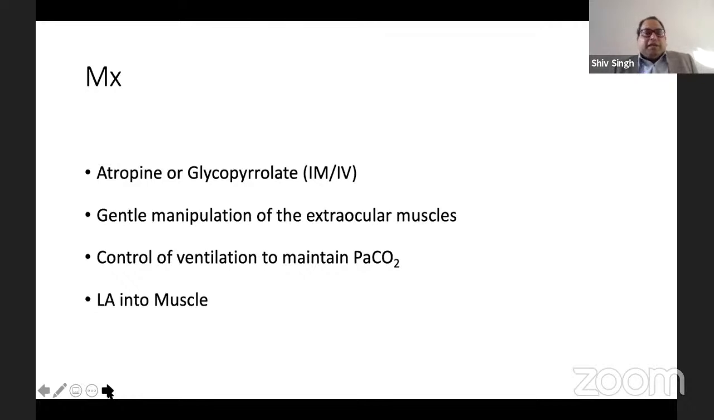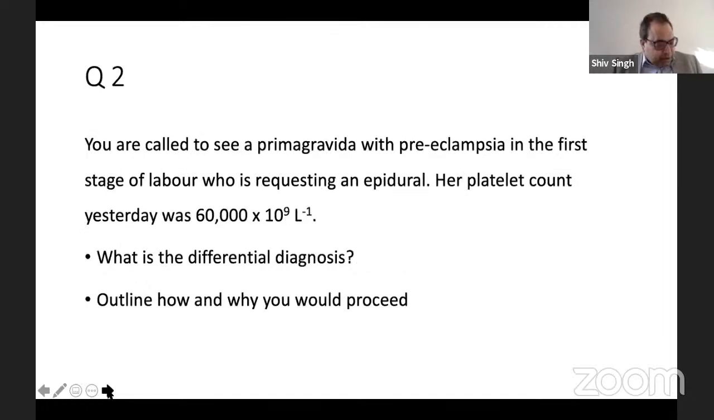So this will actually block the afferent fibers. And obviously if a cardiac arrest happens, then you will need to start CPR. So you start cardiac compressions. So management depends on the presentation. Some things can be done prophylactically, others you need to manage as you go. So that was our first question of the day.